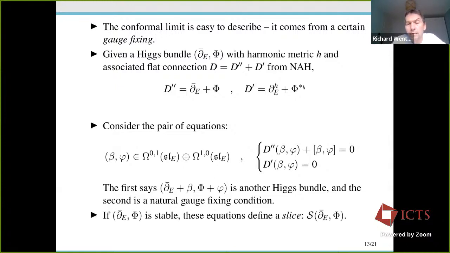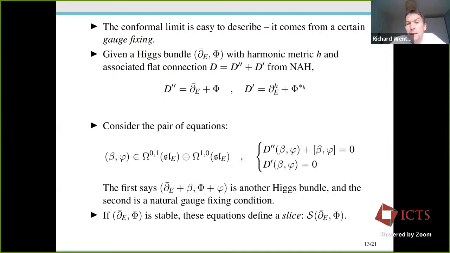Indeed, at least when the underlying bundle is stable, looking at all solutions to these two equations, this is an elliptic system, so we get a finite dimensional manifold, at least in a neighborhood of the origin, and that is indeed a slice for the action. So this gives us a local coordinate system on the moduli space of Higgs bundles. In other words, this is how you construct the complex structure on the moduli space of Higgs bundles.